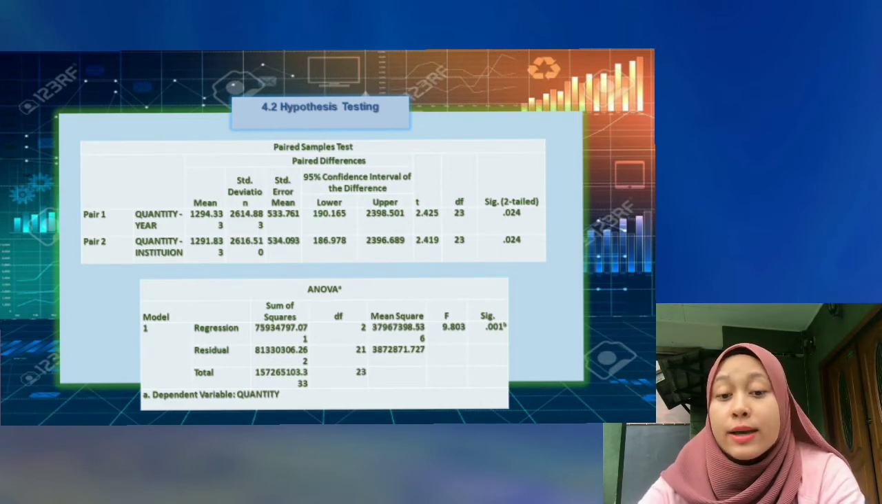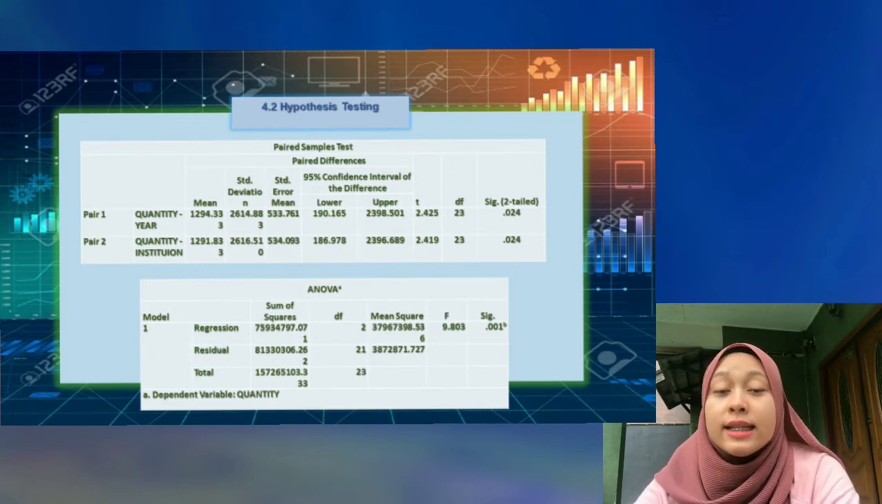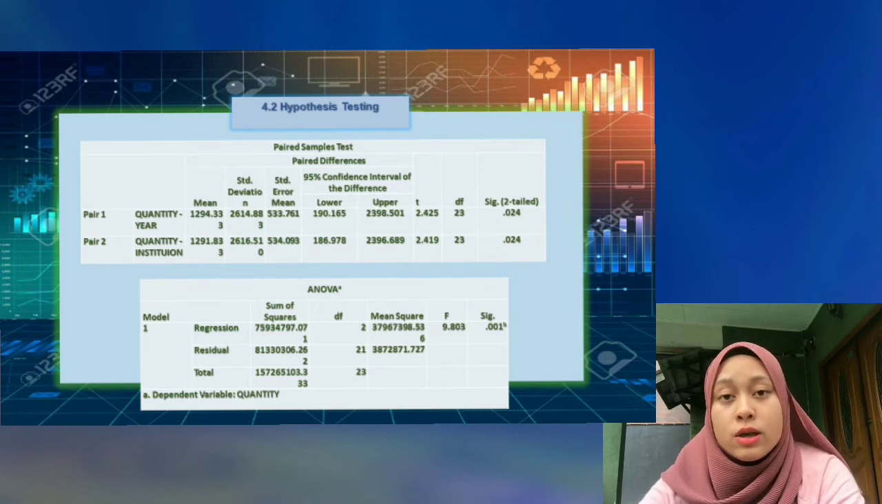For the ANOVA table, the p-value is less than 0.0005, which is less than 0.05. So the regression model fits the data.